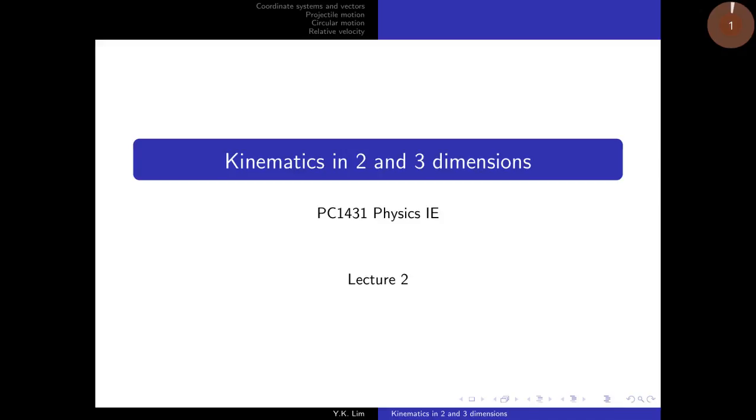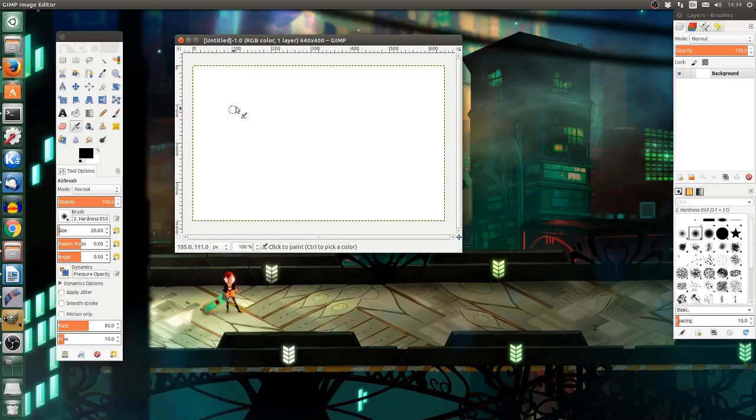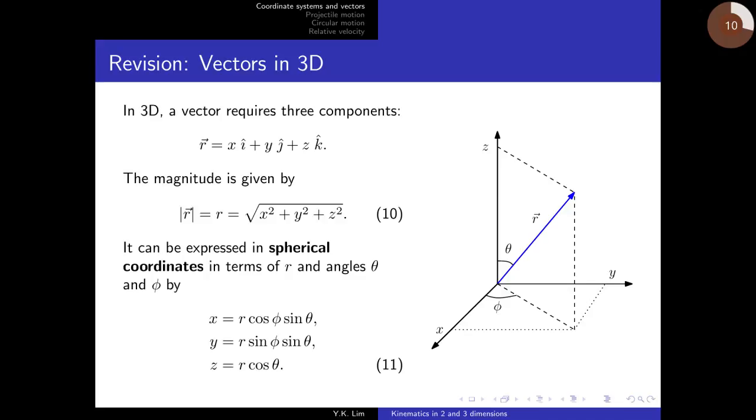Coordinate systems are needed to describe positions of a particular point in space, and it can either be one-dimensional, two-dimensional, or three-dimensional. So a one-dimensional line requires one coordinate, for example, milestones along a highway. A two-dimensional plane requires two coordinates, for example, points on the Adobe Photoshop canvas or GPS coordinates on a map. A three-dimensional space requires three coordinates. For instance, if we wish to describe the position of an airplane, we need three pieces of information or three numbers, which are two GPS coordinates plus the altitude or the height above the ground.